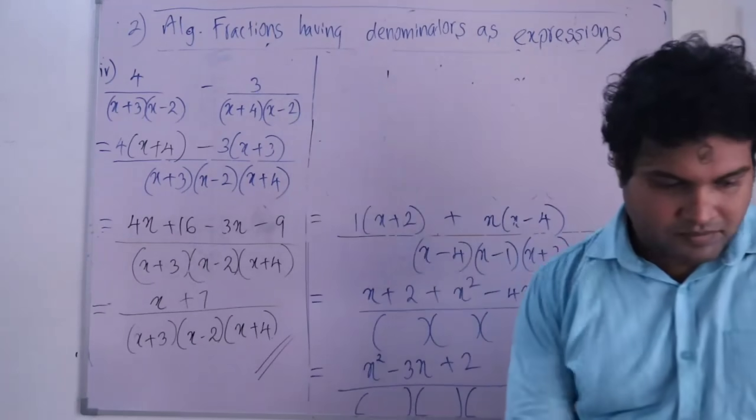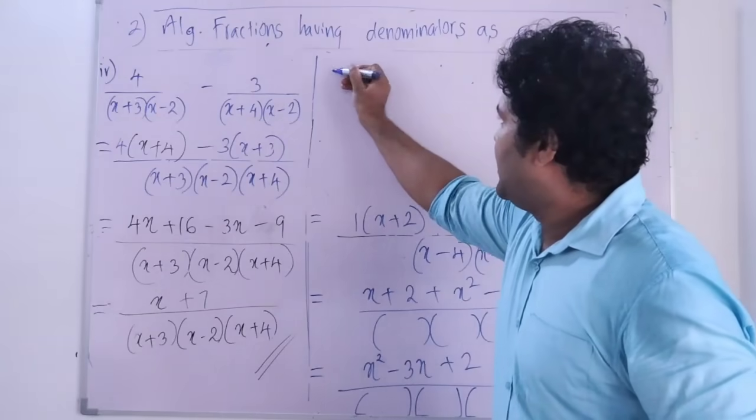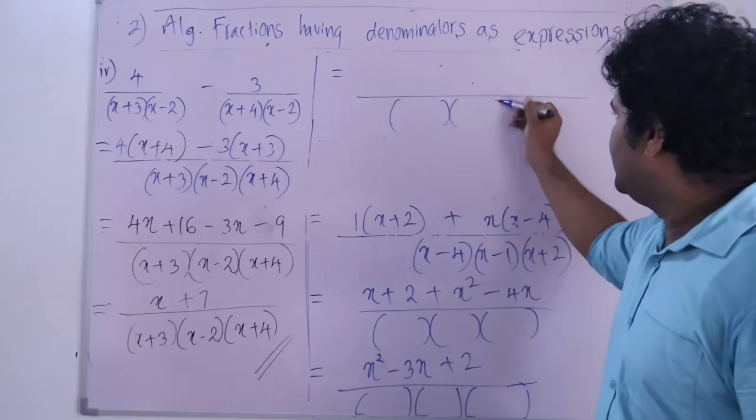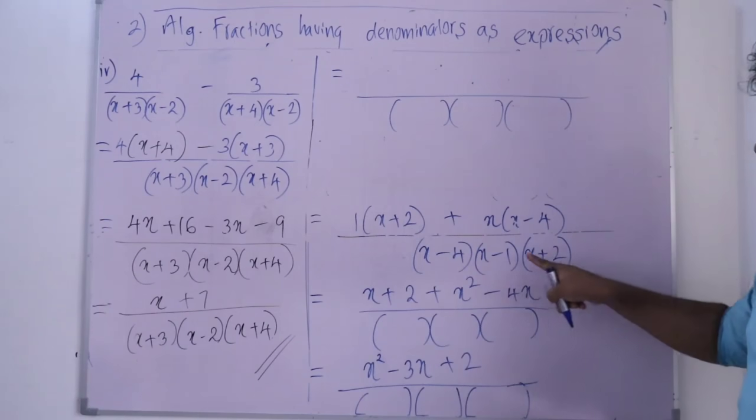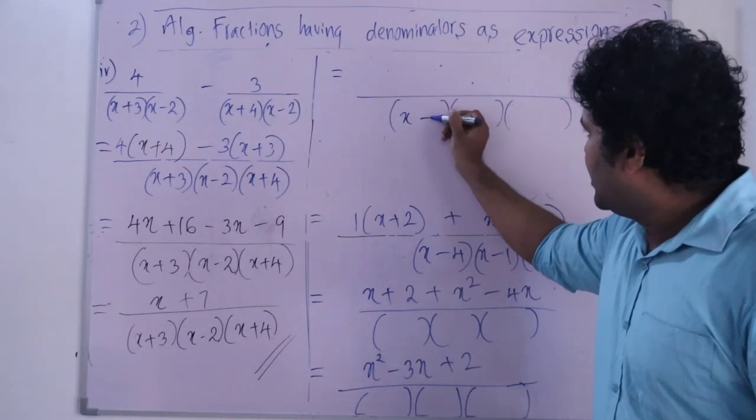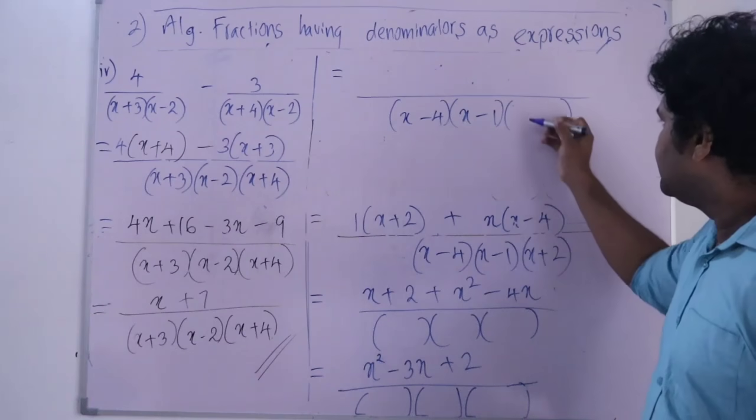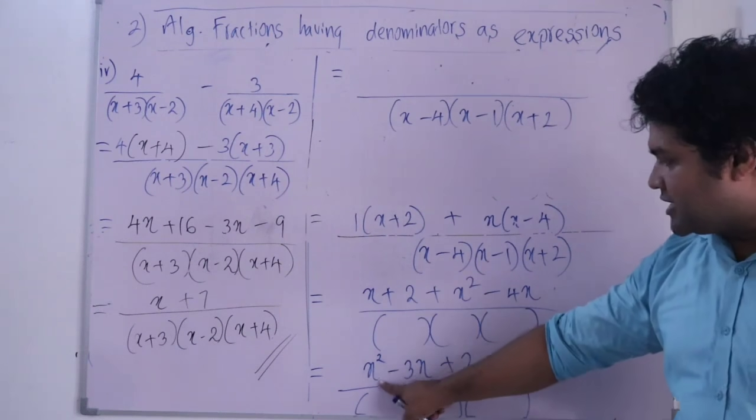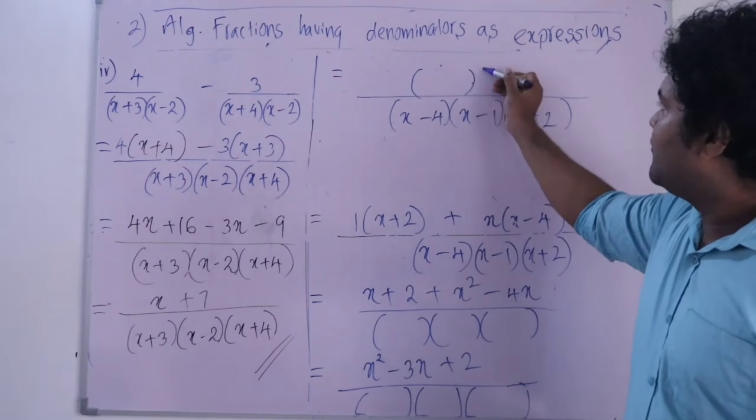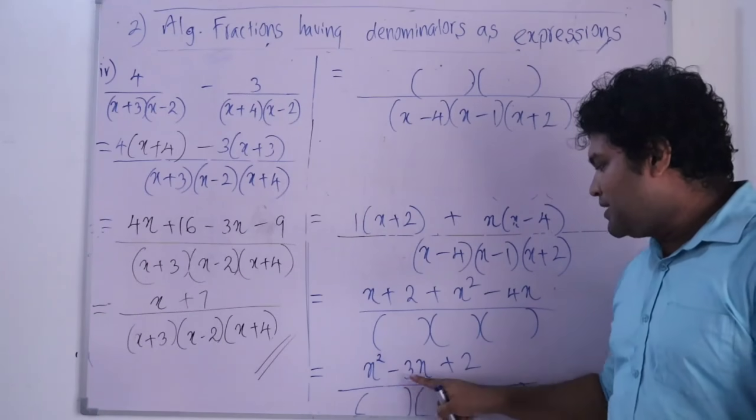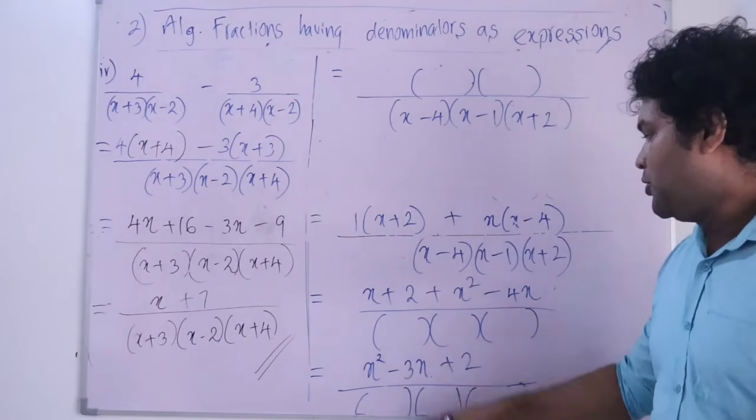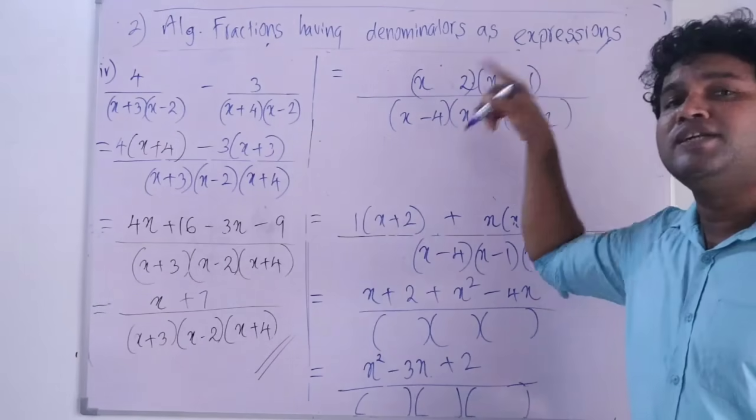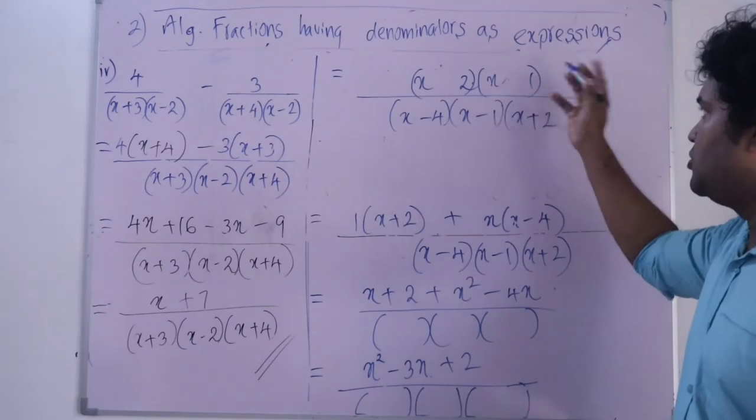Now, simplification. In addition to the numerator, what was the denominator? x minus 4, x minus 1, x plus 2. I am writing x minus 4, x minus 1, x plus 2. Okay, and you had x squared minus 3x plus 2. We can factorize over there. x squared minus 3x plus 2, how to factorize? You know, basically x squared is written as x times x, and 2 is written as 2 times 1, or 1 times 2. It doesn't matter.